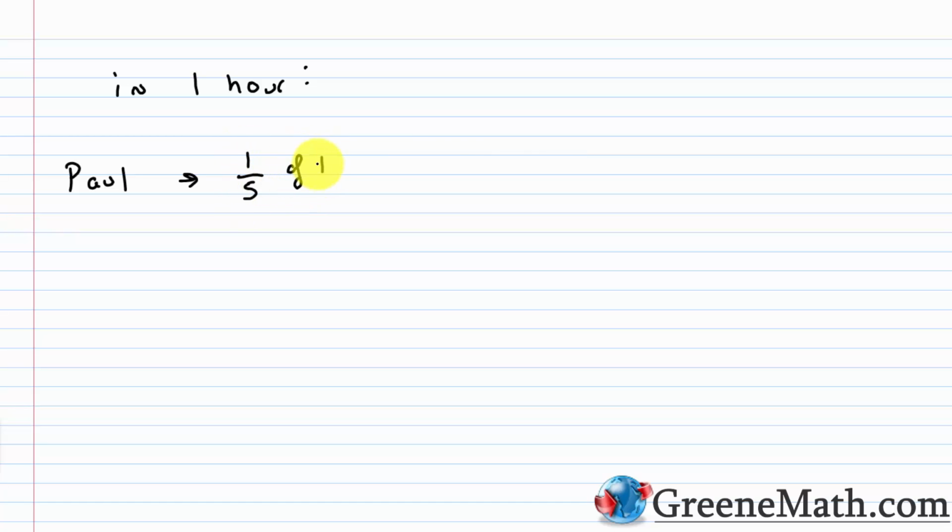1/5 of, you could say, the driveway or of just the job, just to be generic. Then Natalie, she's a little bit slower. It takes her 7 hours to complete the job. So in 1 hour, she's 1/7 complete. So 1/7 of the job, or again, you could say of the driveway.